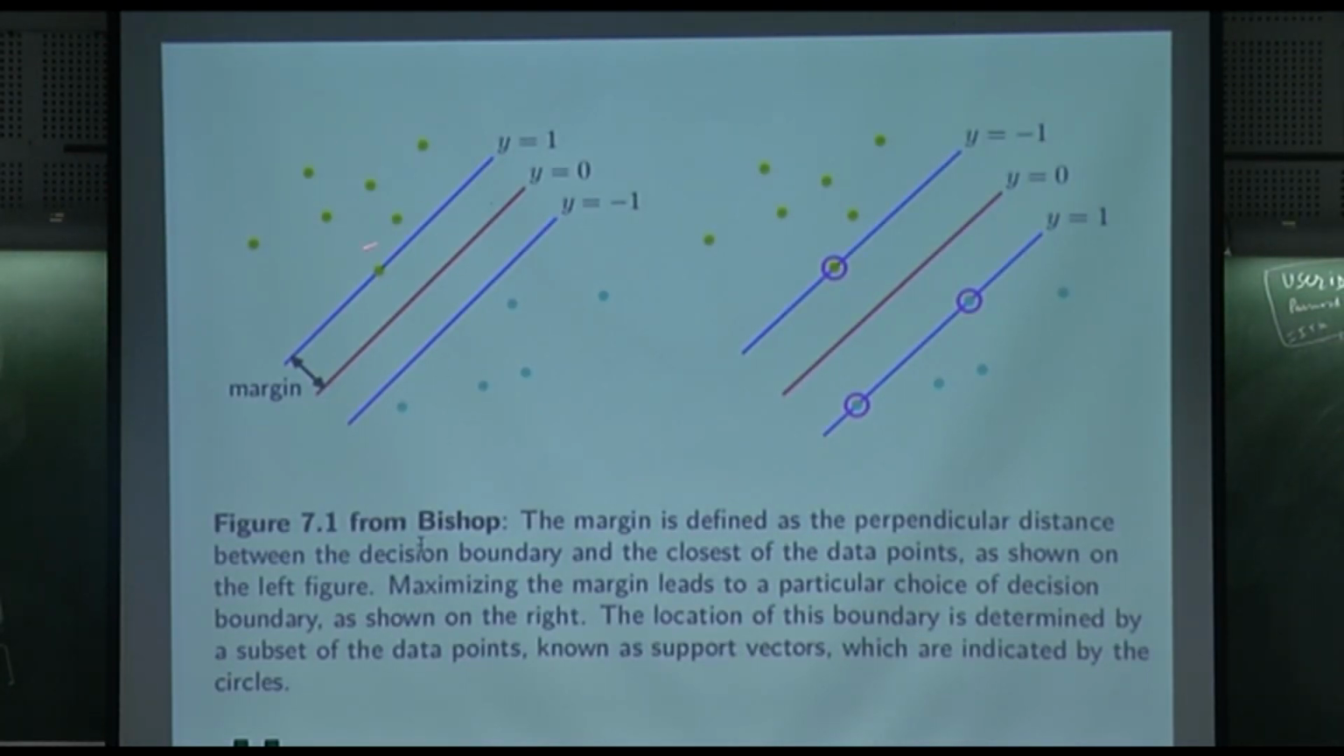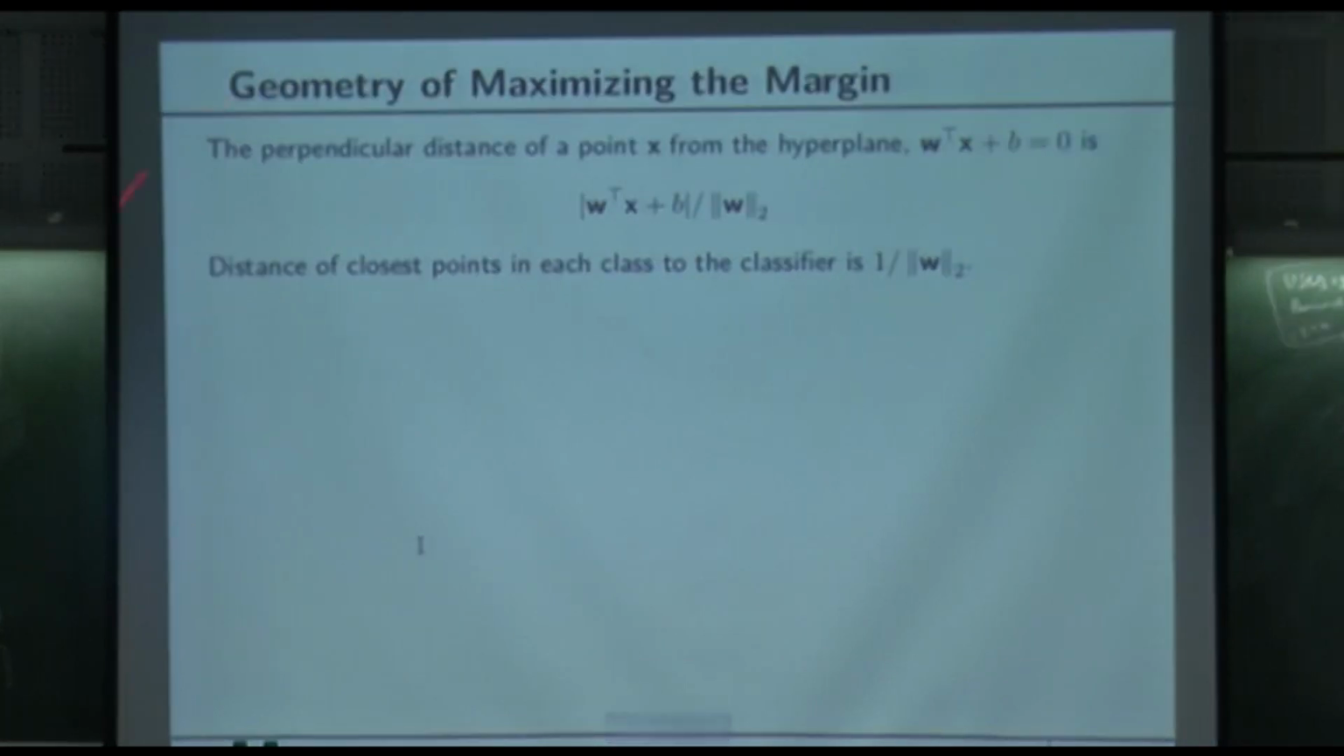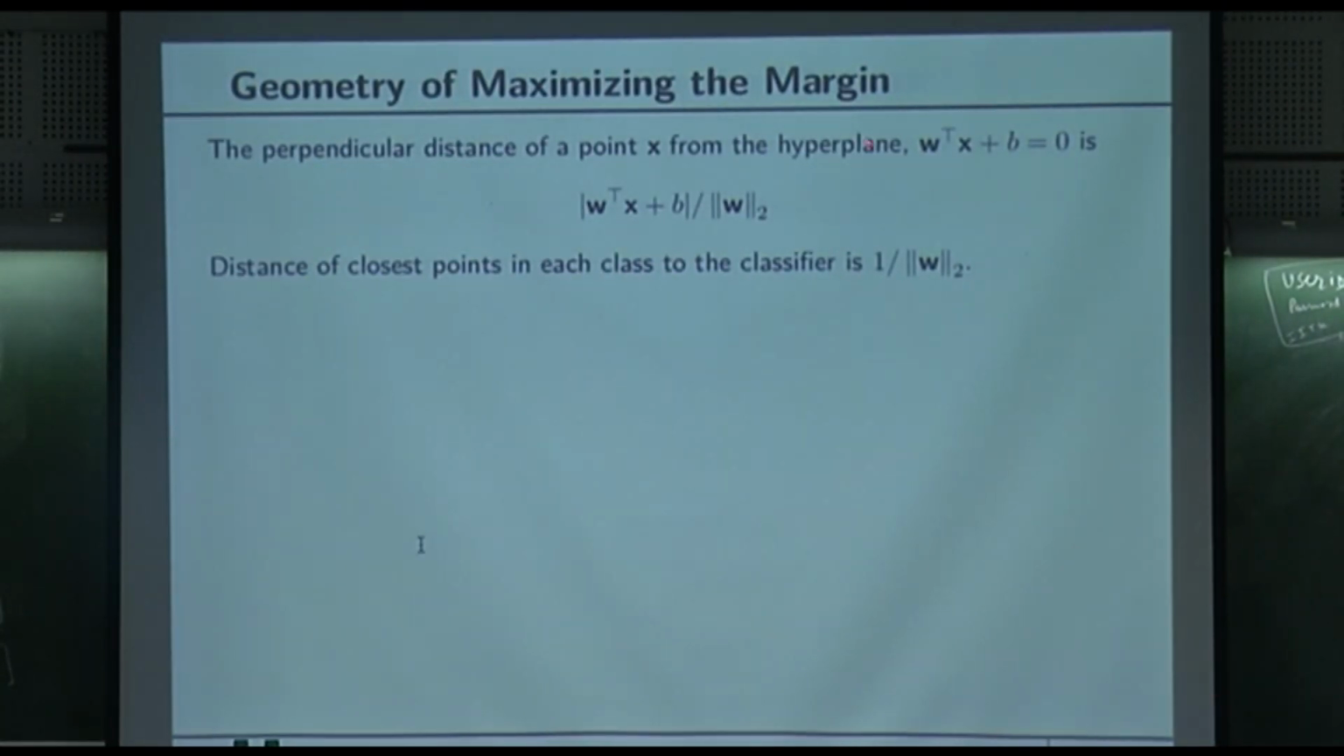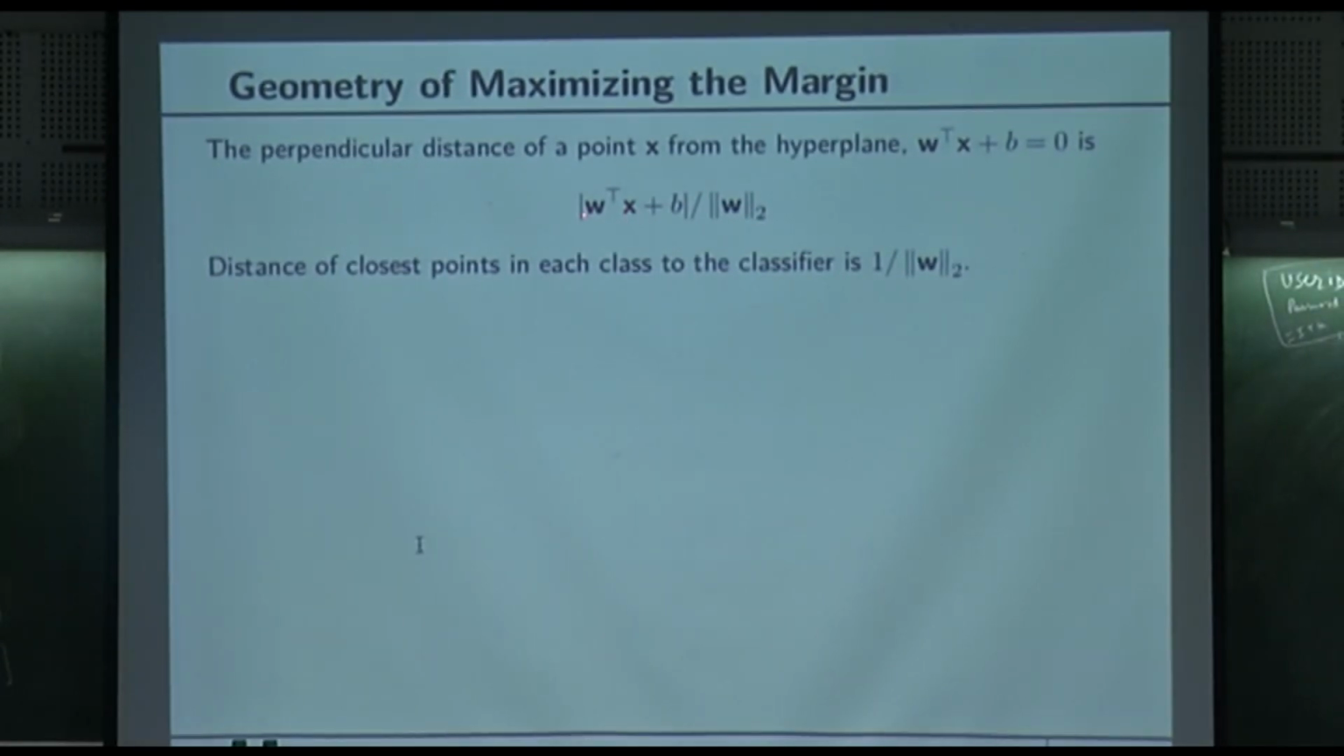So these are the points that were there. On this side I want everything to be greater than 1, on this side I want everything to be less than minus 1. So consider the perpendicular distance of a point x from the hyperplane W transpose x plus b equals 0. Unless things have changed in the last 25 years, somewhere in 12th grade you would have learned this. If I give you a straight line W transpose x plus b equals 0, and I give you a point x, the distance of that point x to that line is given by the absolute value of W transpose x plus b divided by the 2-norm of W.